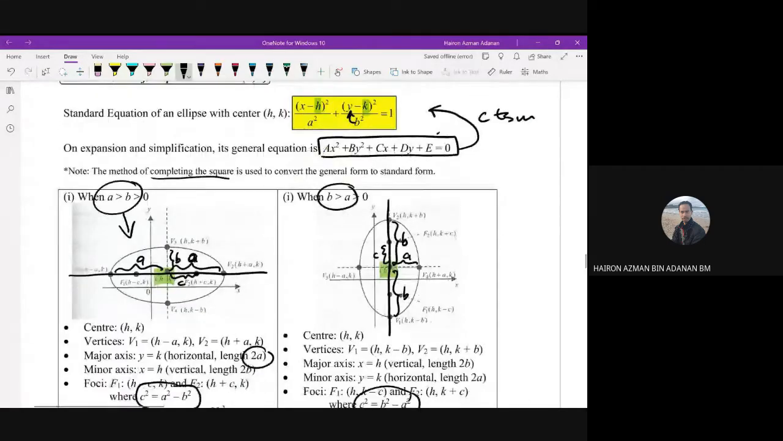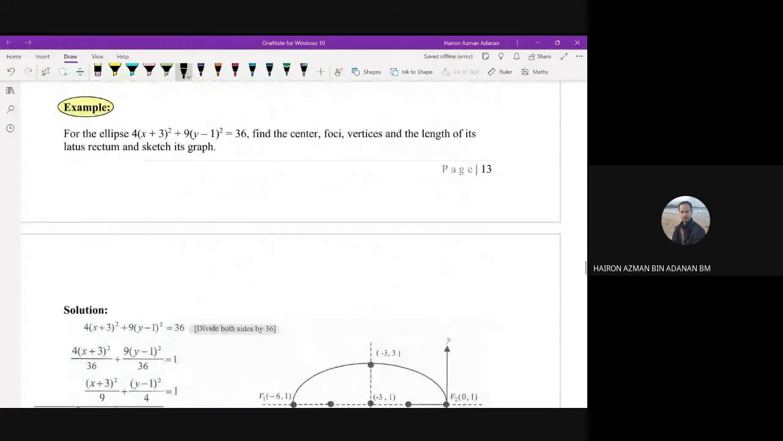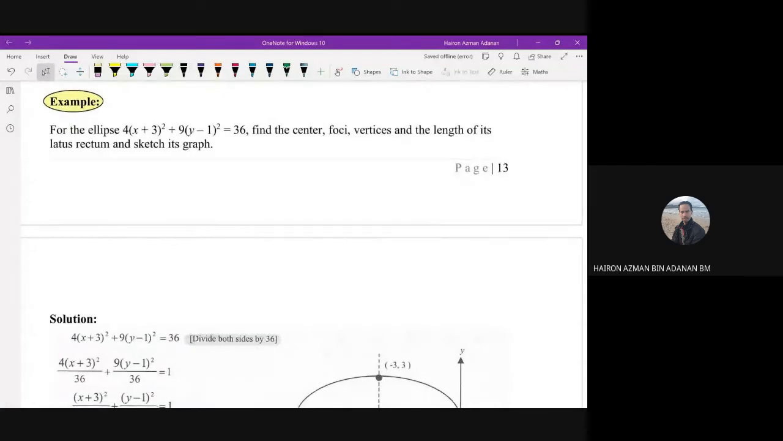I give you an example. This is the first example for the ellipse: 4 times (x plus 3) squared plus 9. Find the center, foci and vertices. Usually for vertices you are given only the major vertices, and the length of the latus rectum, which you can ignore. And sketch the graph.